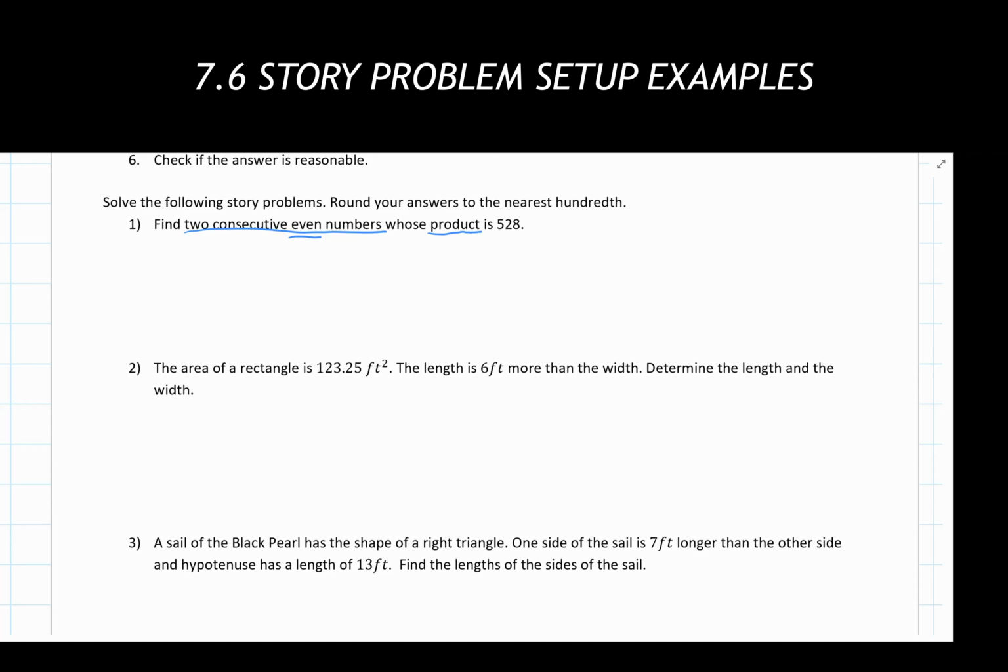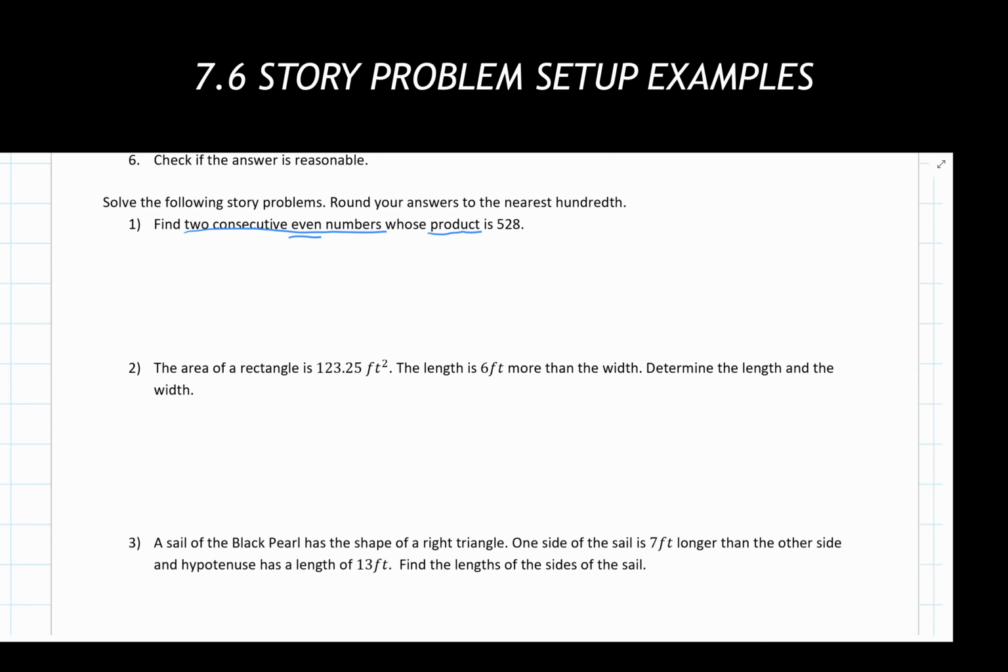Well, consecutive numbers are numbers like 1 and 2, 5 and 6, 10 and 11, negative 300 and negative 299, negative 47 and negative 46, and so on. Those are consecutive numbers. Well, if I have consecutive even numbers, that would be something like 6 and 8, 10 and 12, negative 14, negative 12, something like that.